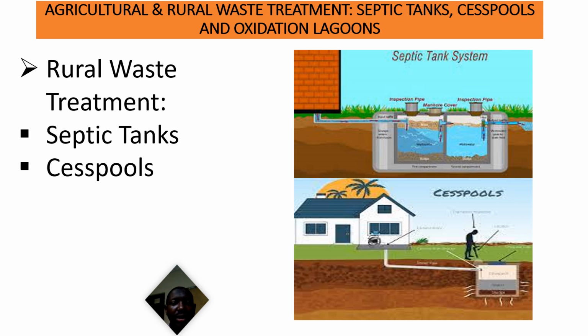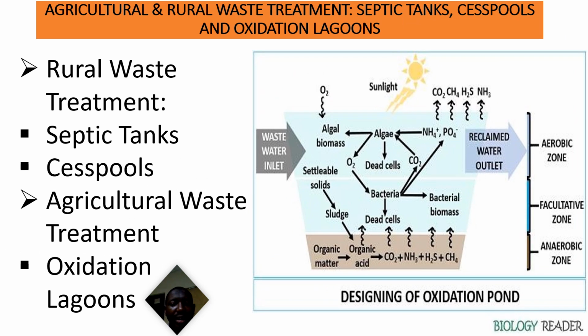Now we have the agricultural waste treatment. Agricultural waste treatment usually is carried out in rural areas in which farmers build what is called an oxidation lagoon. An oxidation lagoon is a kind of pond that is built for treatment of animal waste from livestock.